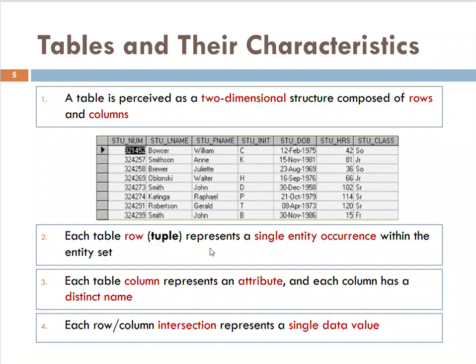Okay. Next, each row or column intersection represents a single data value. Okay, persimpangan. Okay, intersection. Okay, contohnya, okay, nilai daripada baris yang kedua, second row, and the third column refers to the student first name, and this is considered as one single data.